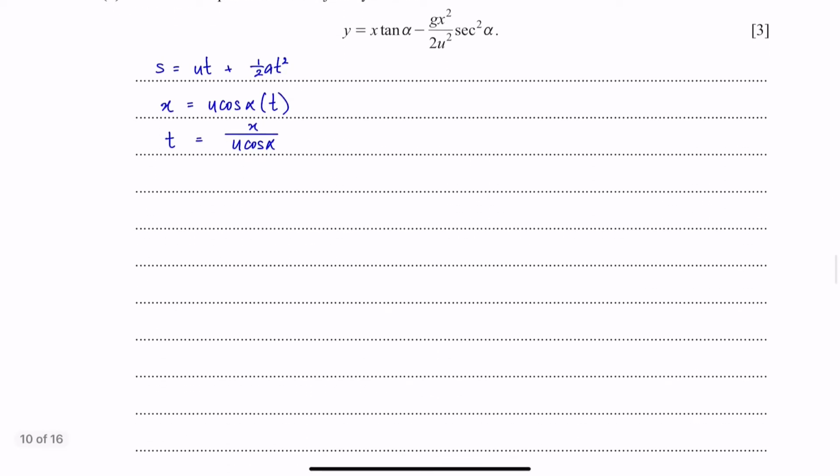And I would use the same equation for the vertical displacement. So vertical displacement is y equals the vertical component of the initial velocity, which would be u sine alpha, times t.